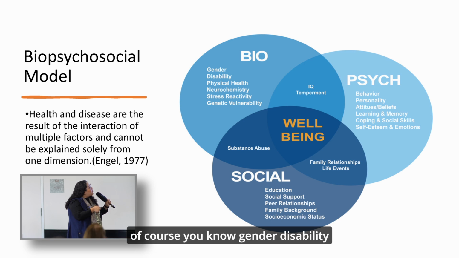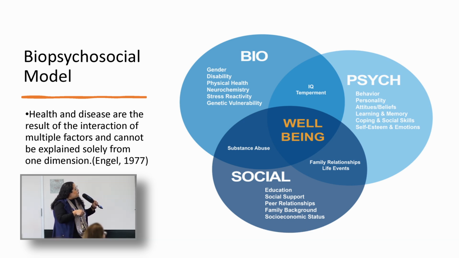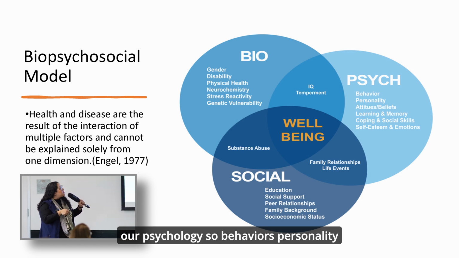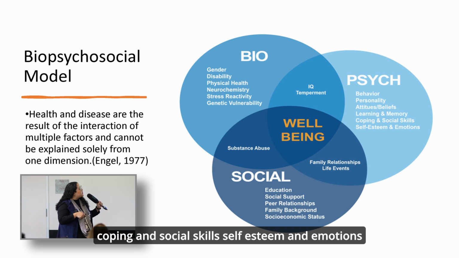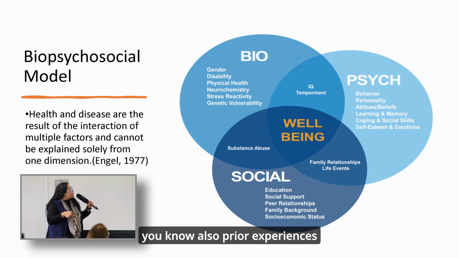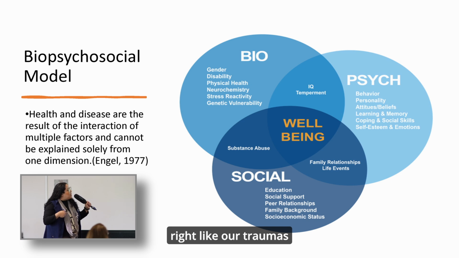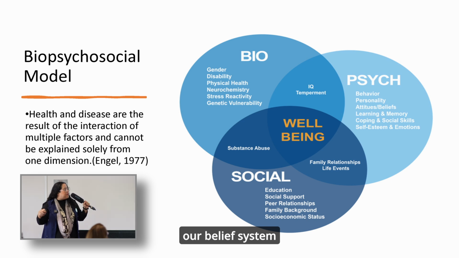In biology, of course, our gender, disability, physical health, neurochemistry, stress reactivity, genetic vulnerability. And then our psychology. So behaviors, personality, attitudes, beliefs, learning, memory, coping, and social skills, self-esteem and emotions. And then I would add also our prior experiences, right? Like our traumas, the way we think, the way we believe, our belief system.